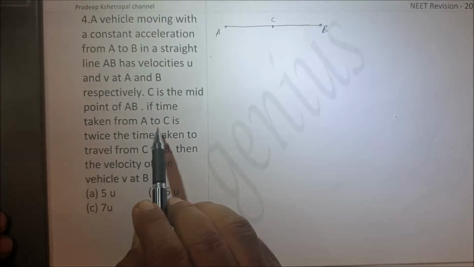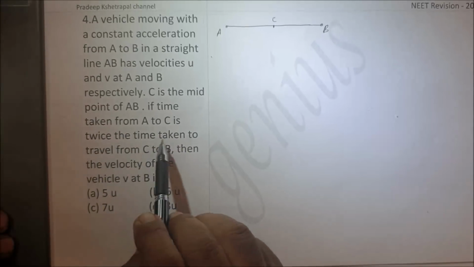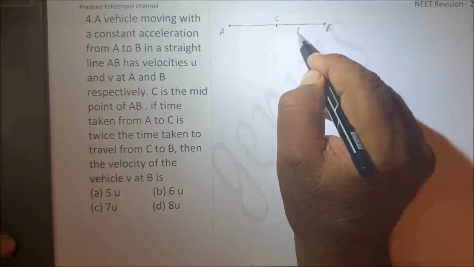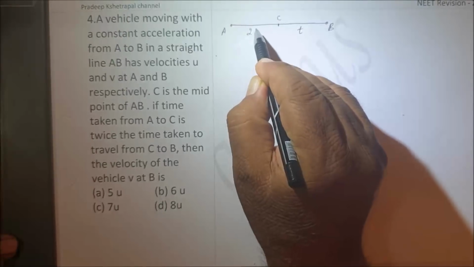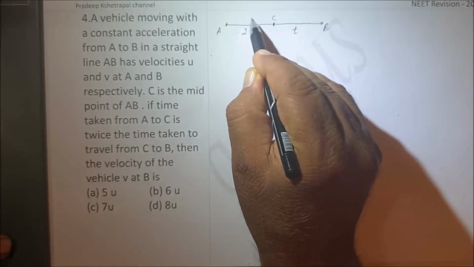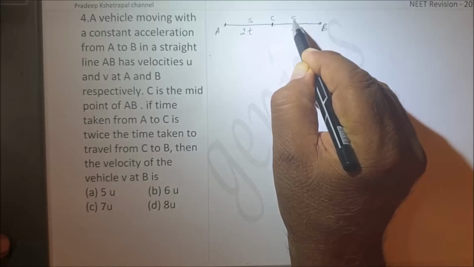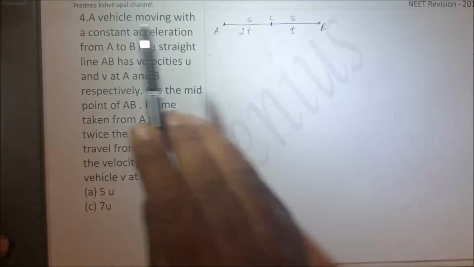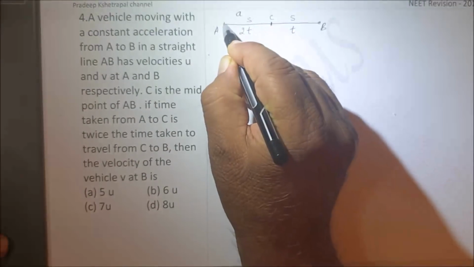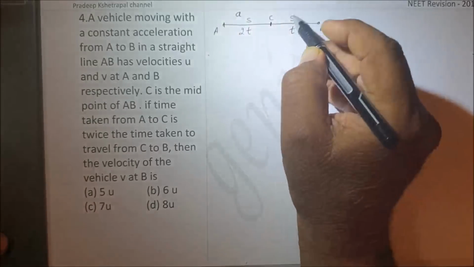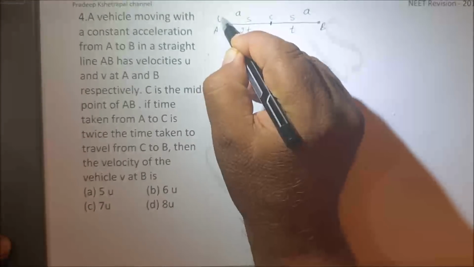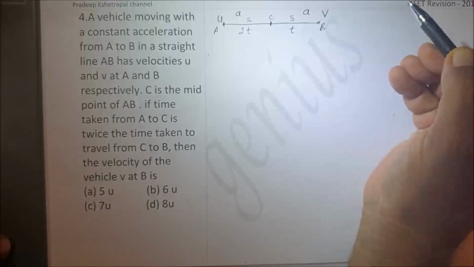If the time taken from A to C is twice the time taken to travel from C to B, so if the time from C to B is t, then from A to C the time is 2t. And C is the middle point, therefore if this distance is S, then this distance is also S. The vehicle is moving with a constant acceleration, that means acceleration is a from A to C, and from C to B also acceleration is a. Here the velocity is u and here the velocity is v.